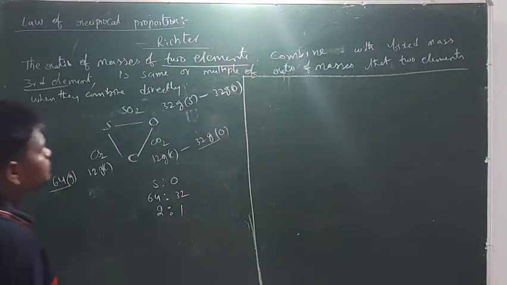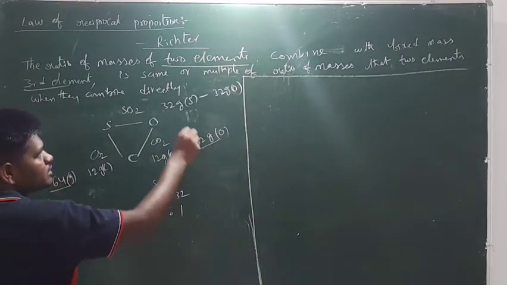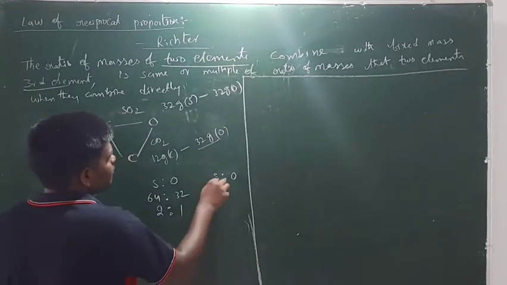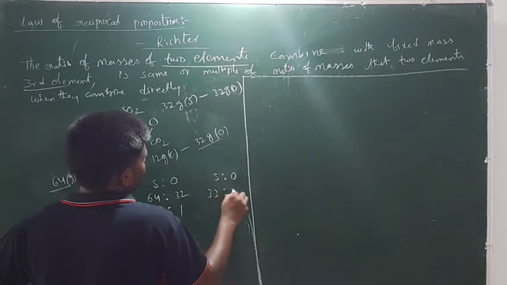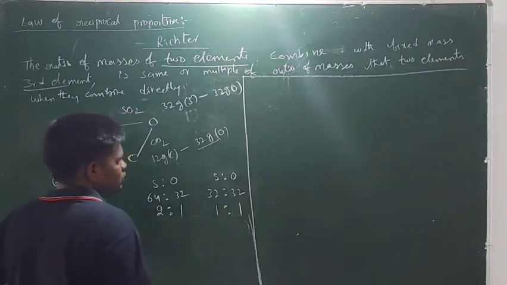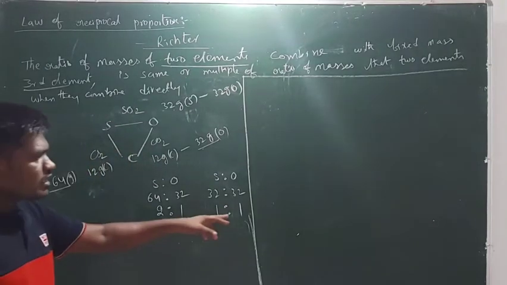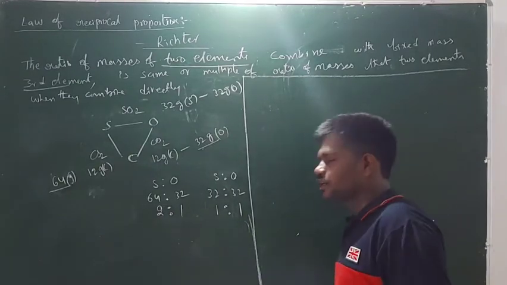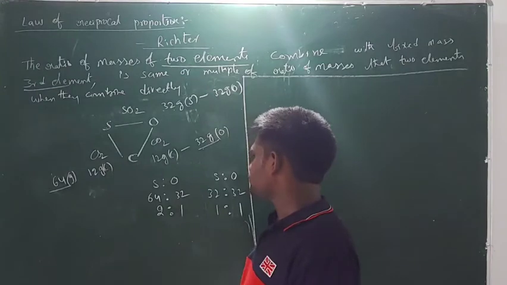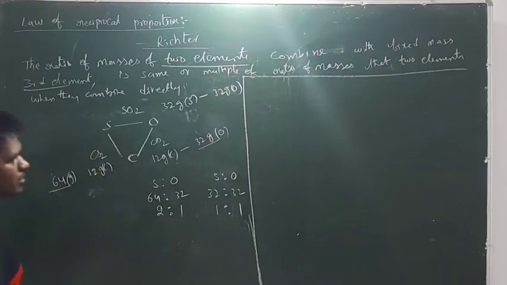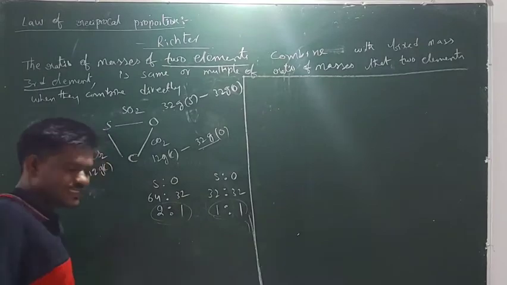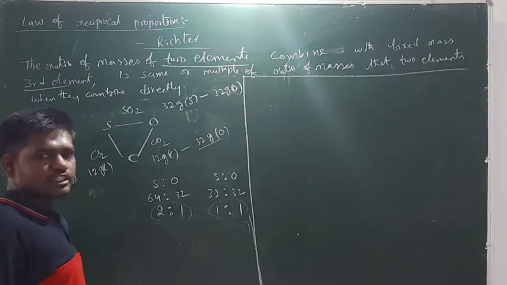Now take the ratio of the masses of sulfur and oxygen. Sulfur mass here, how much, guys? 32. Oxygen mass 32. So you get 1 is to 1. These are the mass ratios of sulfur and oxygen when they are combining together. The other is the ratio of the masses of the sulfur and oxygen when they are combining with the fixed mass of the carbon. Now according to the definition, these two ratios should be the same or multiples of each other.